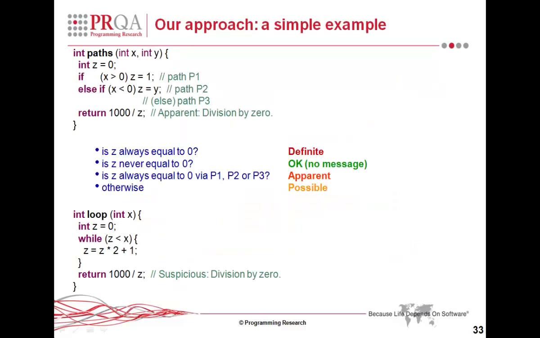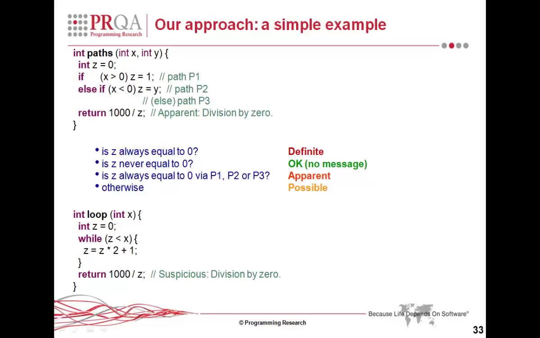Here is in particular a simple example of how data flow works. You've got a function with three possible paths that the execution can take. If x is equal to 0, then z is initialized to 0, and by the time it gets to the division, there is a division by 0. So there is a problem, and there's something which is apparently wrong with this source code, so it's likely to be an error, and therefore we generate the apparent message.